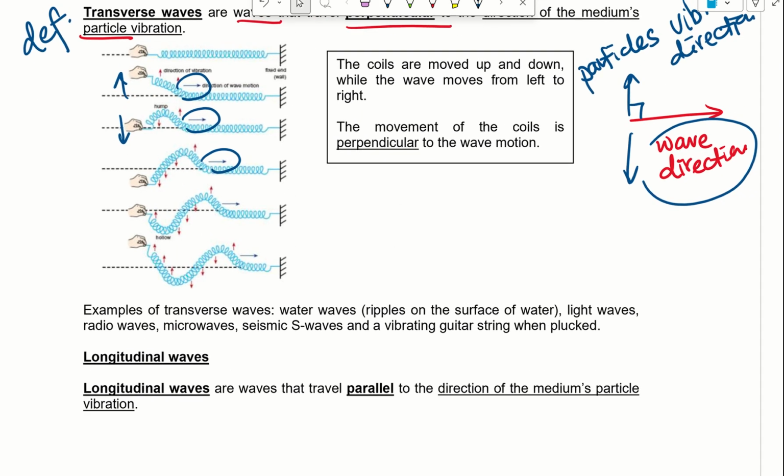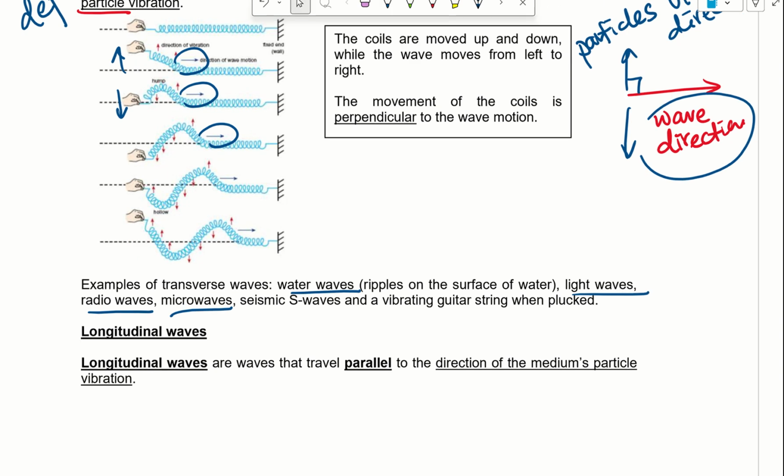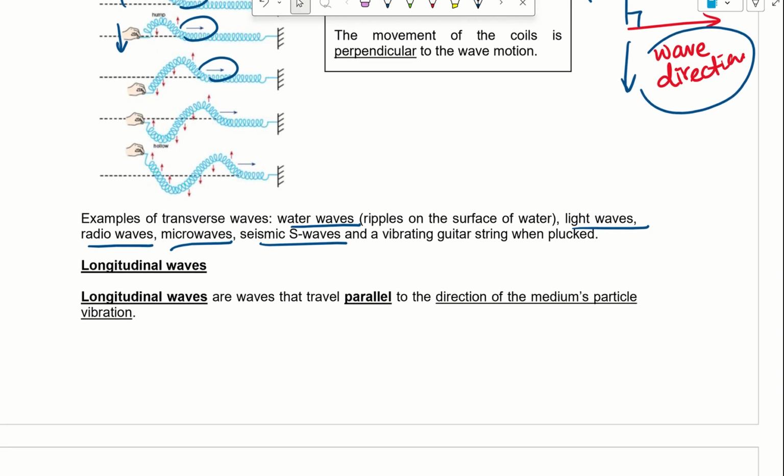Now, what are some examples of transverse wave? All of these can be used: water waves, light waves, radio waves, microwaves. Okay, so try to stick to these. Seismic S wave, it is actually from an earthquake. Okay, it is a transverse wave.